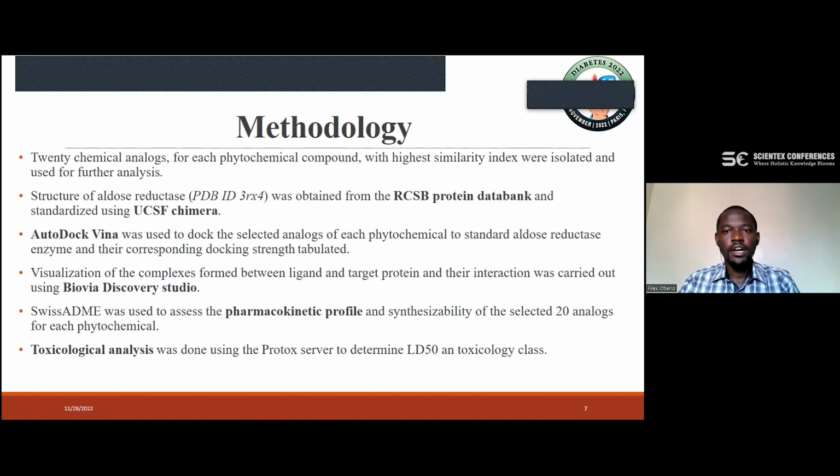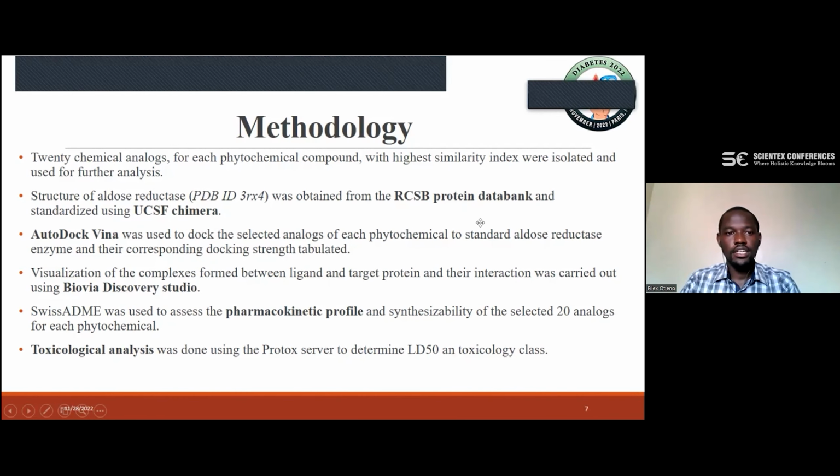Our receptor, that is the enzyme aldose reductase, was obtained from the RCSB Protein Data Bank, which is another online database that contains structures of various proteins within the body. And we standardized the enzyme aldose reductase using Chimera. Chimera is an application installed. And what we mean by standardizing is we remove any residue or any non-standard amino acid attached to that enzyme.